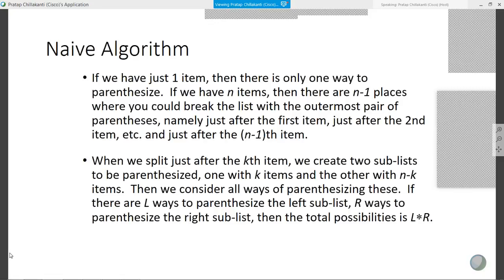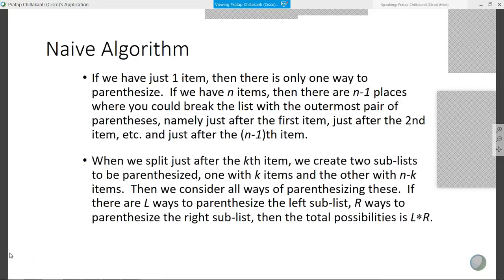So that's why you say you create two sublists to be parenthesized. One with k items, where k could be 2, 3, 4, whatever the k is, and the other one would be n minus k. So that's what we did. If you have 6 and k is 3, you put 3 in one, and 6 minus 3 is 3, that is n minus k, you put in the other parenthesis. So in the tree, as it's a binary tree, you have a left subtree and a right subtree, right?